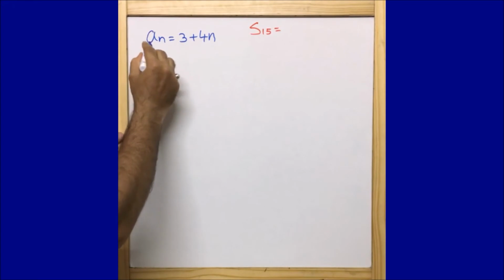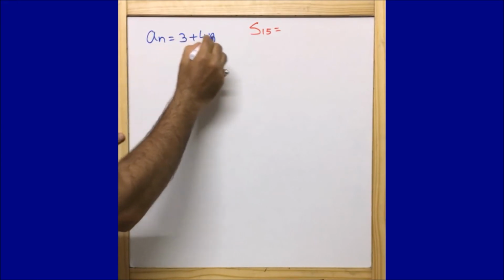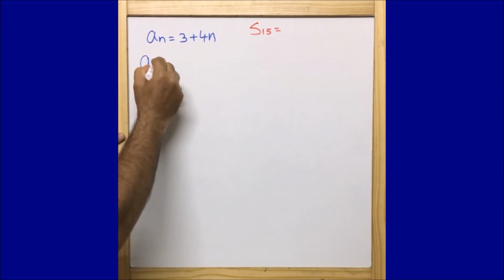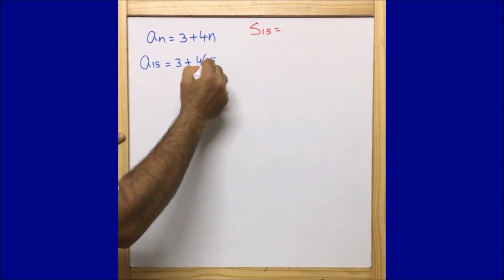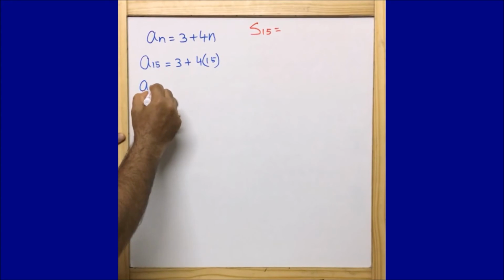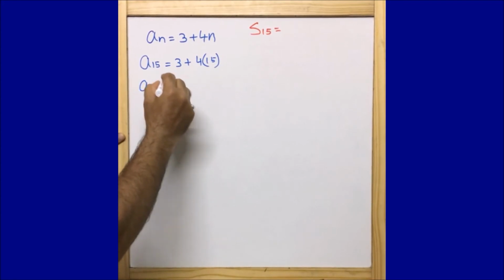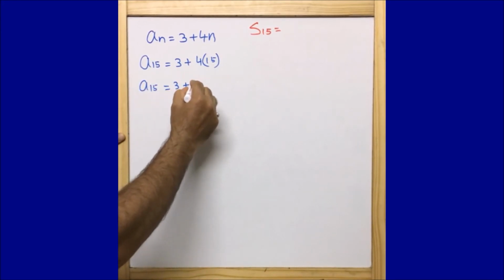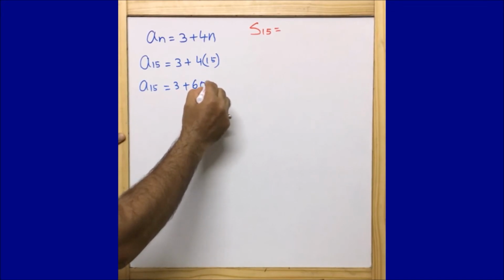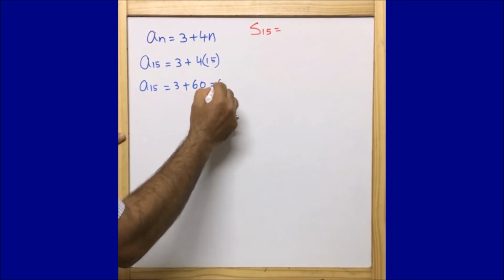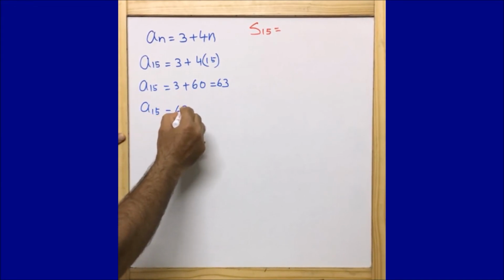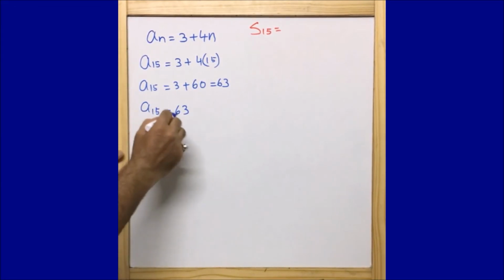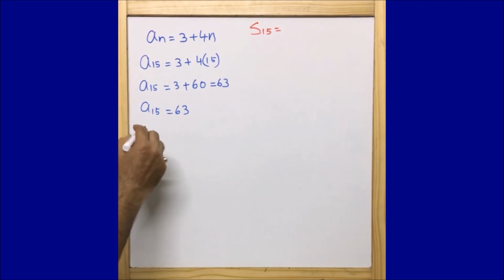Here they have given an is equal to 3 plus 4n. I can write a15 is equal to 3 plus 4 into 15, or a15 is equal to 3 plus 60, that is equal to 63. So we got the value of a15 as 63. Now taking this value and putting it in the sum formula, let's see what we are getting.